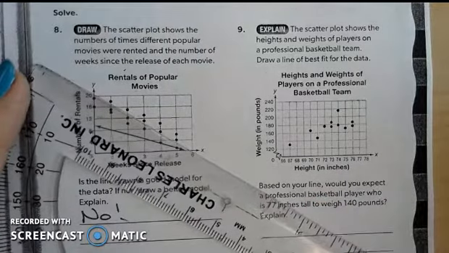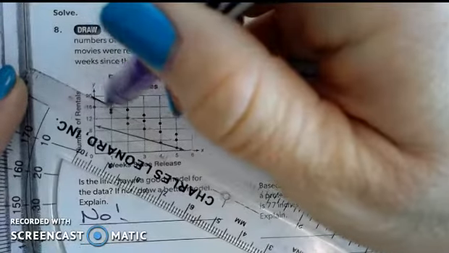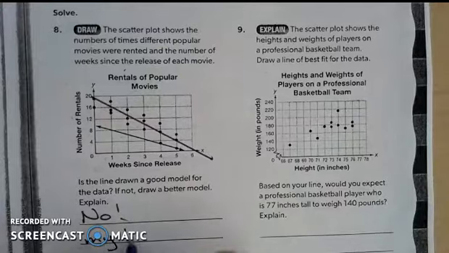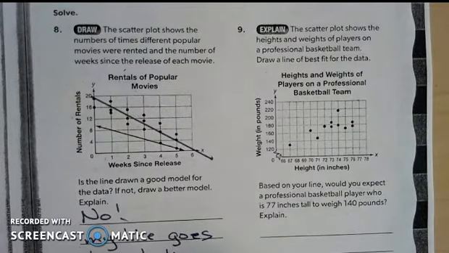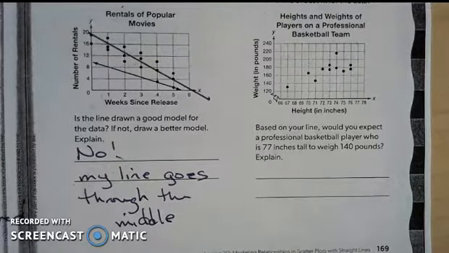I don't have to use 2 points. I can if it works. And I'm going to draw my line here. And my line goes through the middle. Please do not feel like your line has to pass through the origin, because that's just not so. Please do not feel like you have to use 2 points. You can. It's good if you can, but sometimes it will not work.